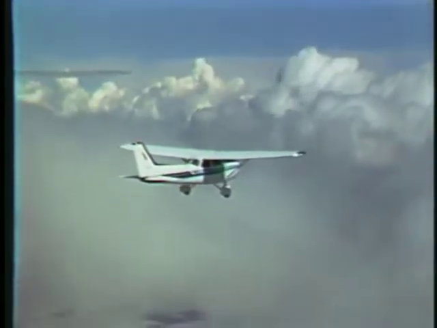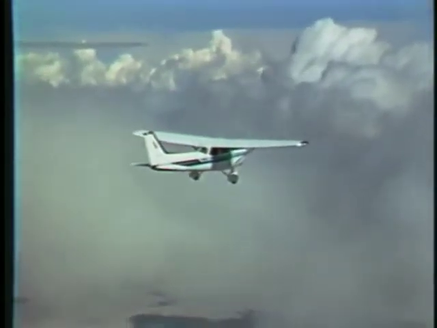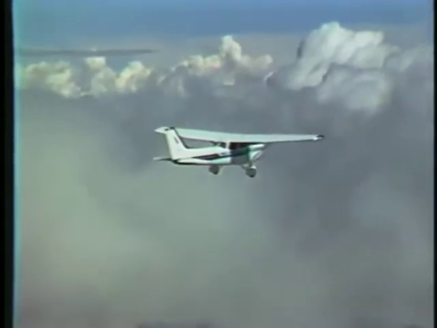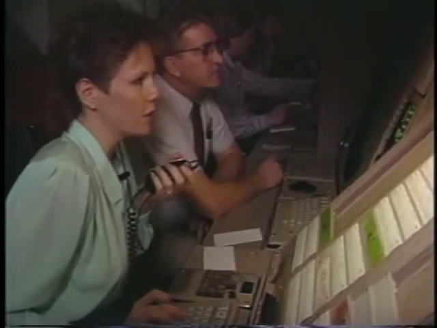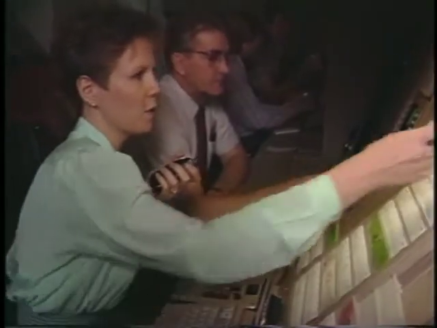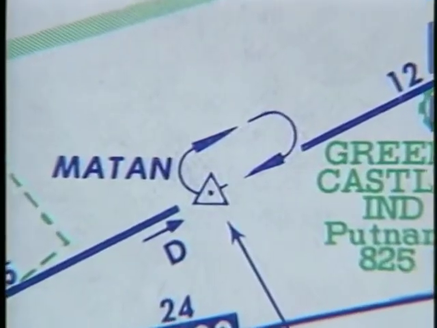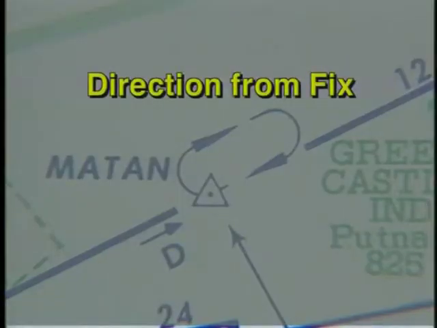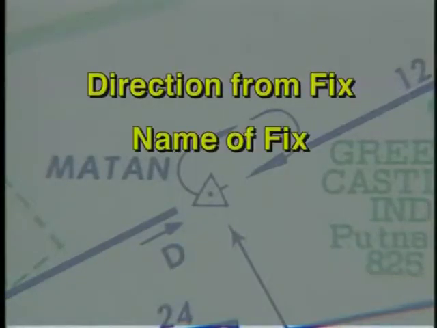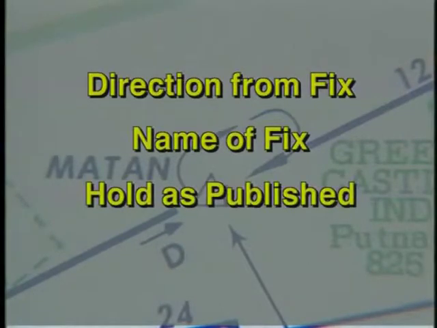There are times when your flight must be delayed for reasons such as traffic separation or approach sequencing. In these cases, ATC issues you a holding clearance and has you enter a holding pattern. If the holding pattern is charted, the clearance contains the direction from the fix, the name of the fix, an instruction to hold as published, and an expect further clearance time.